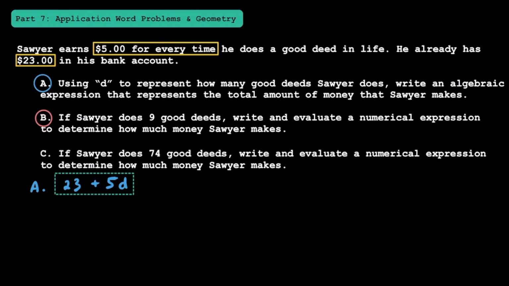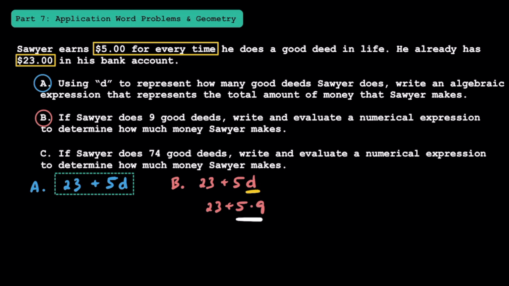Let's look at part B now. If Sawyer does 9 good deeds, let's write and evaluate a numerical expression to determine how much money Sawyer makes. Well, we already know that our algebraic expression is 23 plus 5d. In this case, though, we know that Sawyer does 9 good deeds, so we're going to substitute a 9 in for d. Plugging it in, we'll have 23 plus 5 times 9.